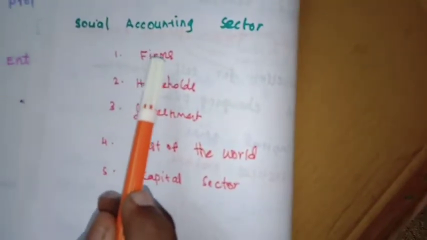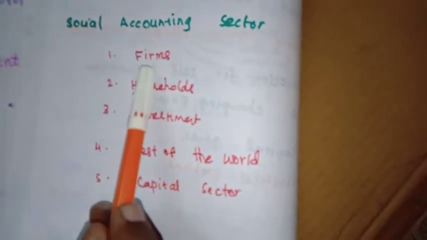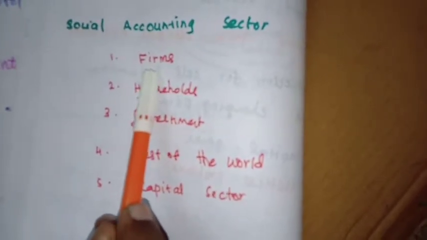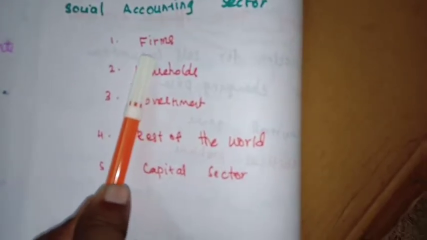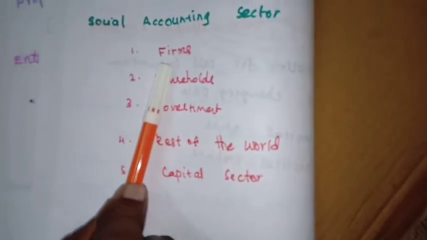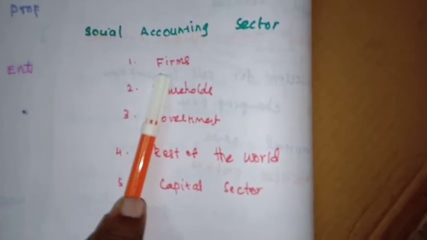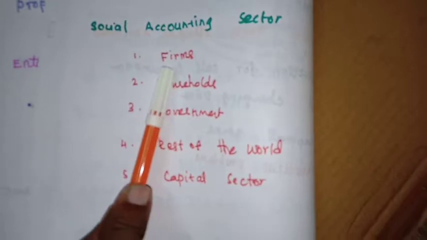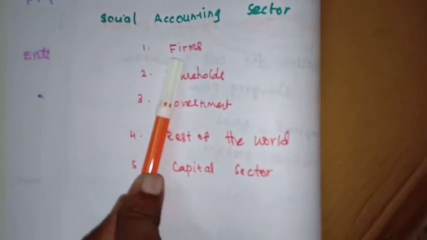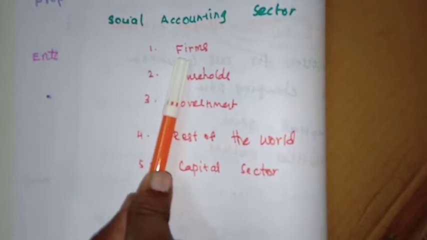Now we are going to discuss the social account sectors. Under this heading, the first point is firms. Firms undertake the productive activities. They are organizations which employ the factors of production like land, labor, capital and organization to produce goods and services. Without firms, we cannot produce any commodity for our day-to-day life.